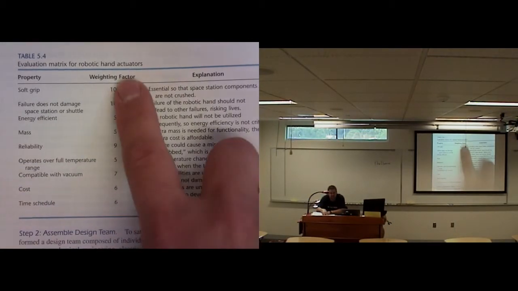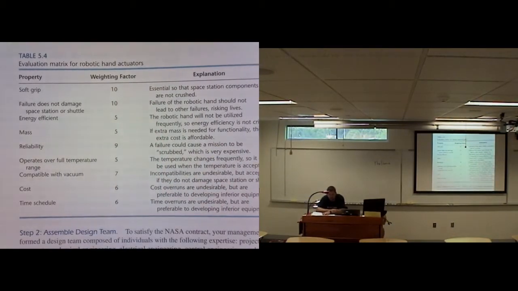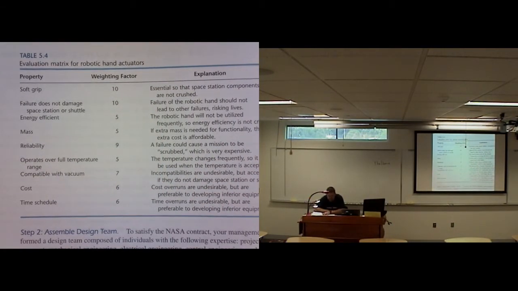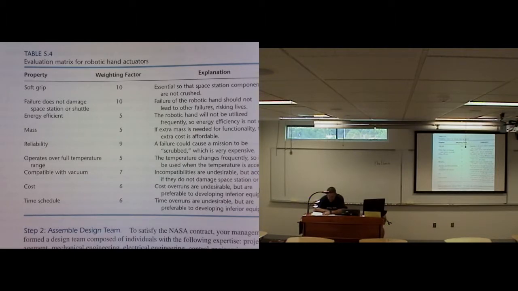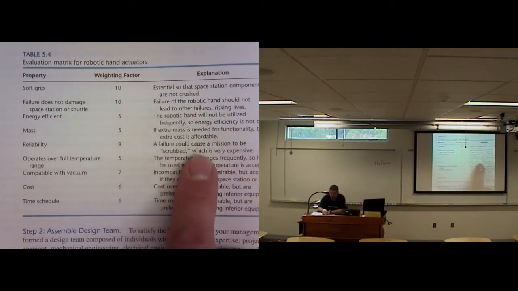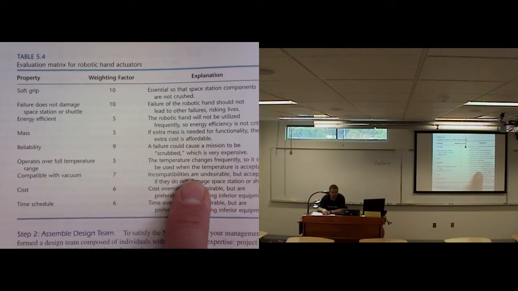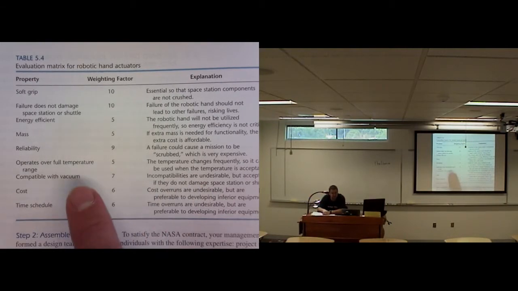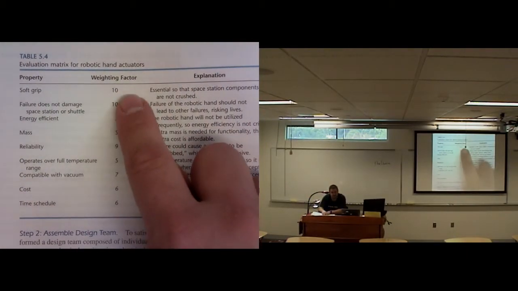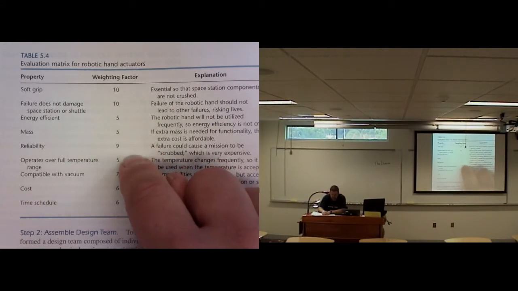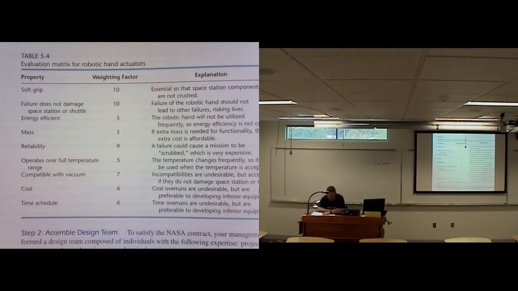So all these things here have a weighting factor or a ranking. You could think of it as how important they are. 10 being the most important, 0 being the least important, of course, or 1. And then they explain why they've weighted these things the way they do and why they think they're important, right? It's an important part of the design process to understand what your design needs to have in it and how important those needs are, right? So the things that are 10s take precedence over the things that are 5s or 9s or 7s or 6s or whatever else, right?